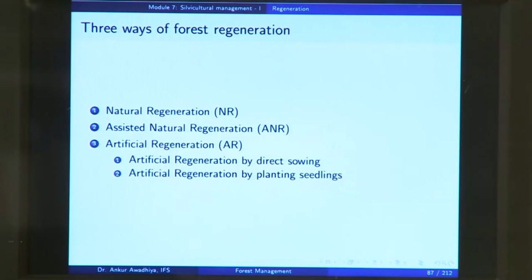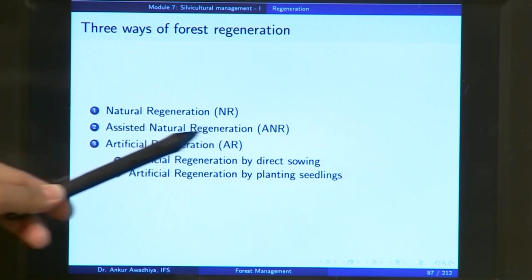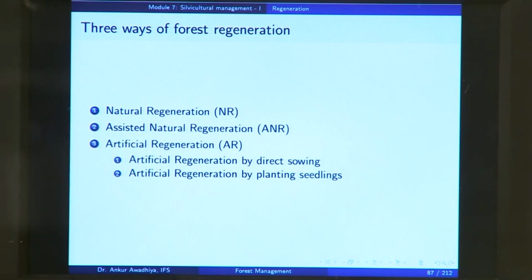So, there are 3 ways to regenerate the forest. These are natural regeneration, assisted natural regeneration and artificial regeneration. In the case of natural regeneration, you are using the natural processes to regenerate this forest. In the case of assisted natural regeneration, you are having a natural regeneration, but you are giving it some sort of assistance to help it. And in the case of artificial regeneration, you can do it by direct sowing of seeds, or by planting the seedlings. So, in this case we are either sowing seeds or we are planting new plants.